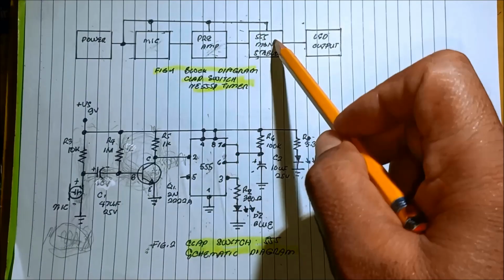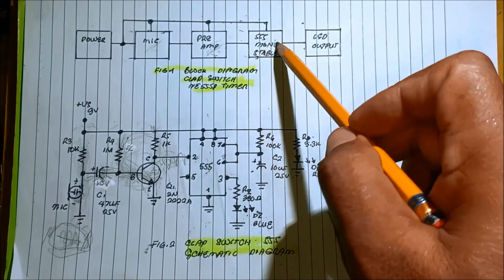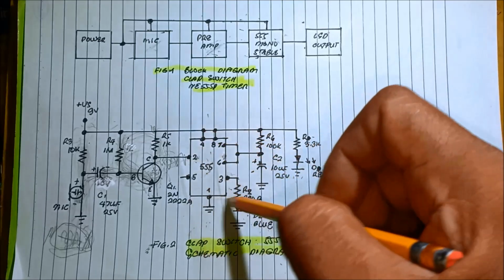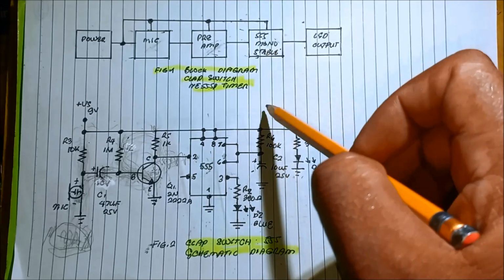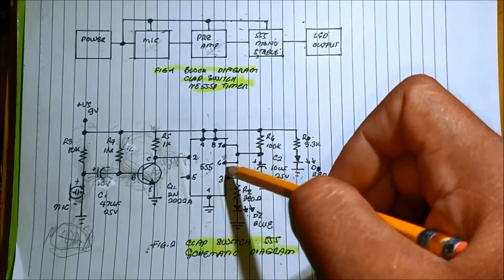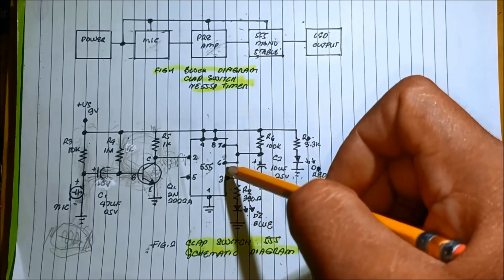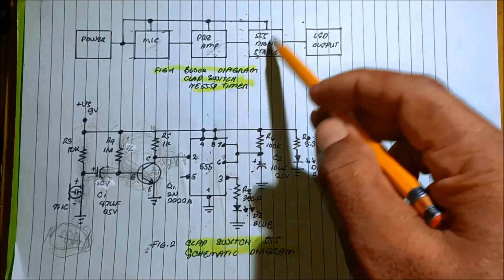So we are now in the 555 monostable block. This whole circuit is a monostable. It is a one-shot multivibrator. What do I mean by monostable?